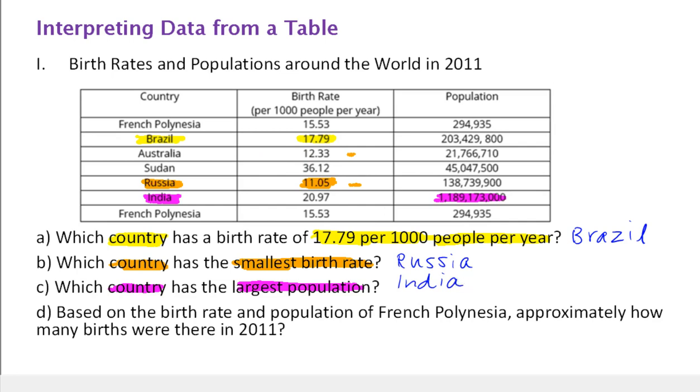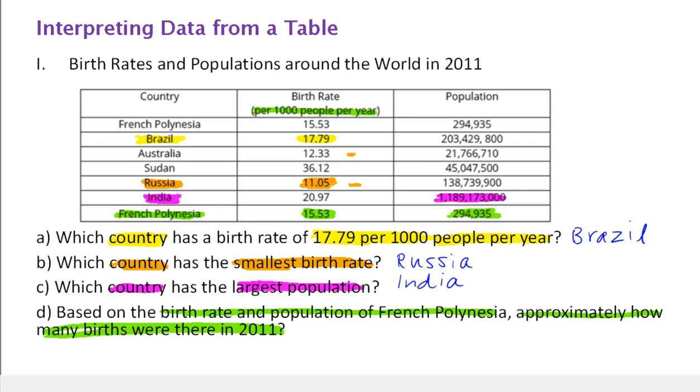And let's look at the last question. Based on the birth rate and population of French Polynesia, approximately how many births were there in 2011? Let's go to French Polynesia, metaphorically, right here. We have that the birth rate is 15.53, and remember that corresponds to per 1,000 people. And the population is 294,935 people. We're not asked for any of these specific values. We're going to have to use this birth rate, which is a percent of the population, to find approximately how many births there were in 2011.